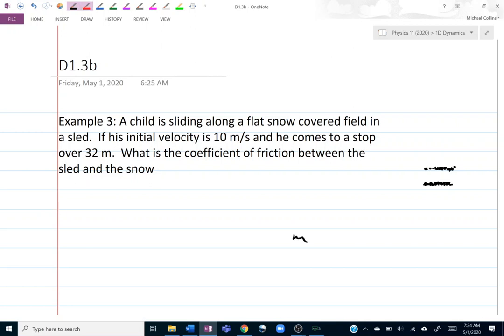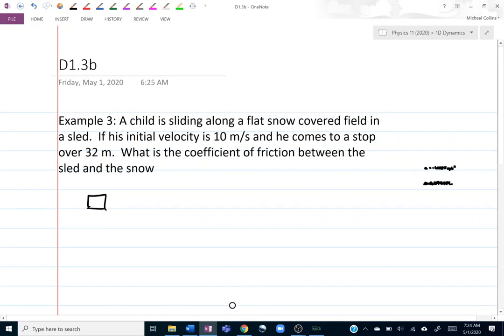So, I'm going to do the same thing I've done for every single other question. I'm going to draw a free body diagram. I recommend you pause the video right now and see, even on a piece of scrap paper, if you could draw the free body diagram for this scenario. It's a little bit different than what you would think it would be. So the child is sledding along a flat snow-covered field in a sled. So obviously we're going to have a force due to gravity pointing down and a normal force pointing up.